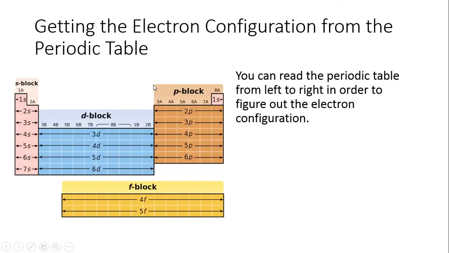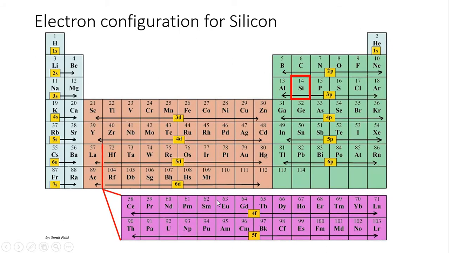So you can get the electron configuration just by looking at the periodic table. You can read the periodic table from left to right, just like you read a book, in order to figure out the electron configuration. Notice we have the S block, the P block, the D block, and the F block. So, if we have silicon, number 14, in this nice red box, and we look at the periodic table, we can determine its electron configuration.